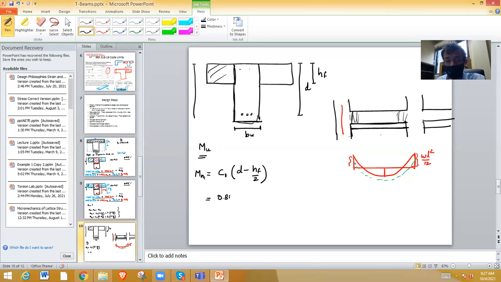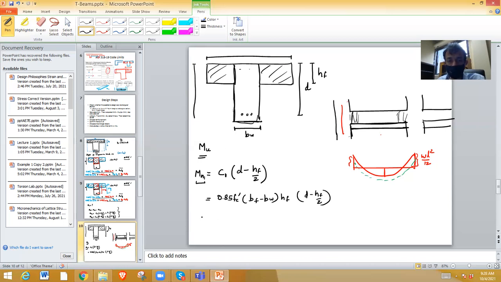What is C1? 0.85 fc prime times bf minus bw. This is the effective flange width bf, the effective total flange width. When we solve the problem, that will be clear. So bf minus bw, all of the compression in this area, times hf. This is C1 times d minus hf by 2. Everything is known here, so we know how much Mn1 we can get out of this T-beam.